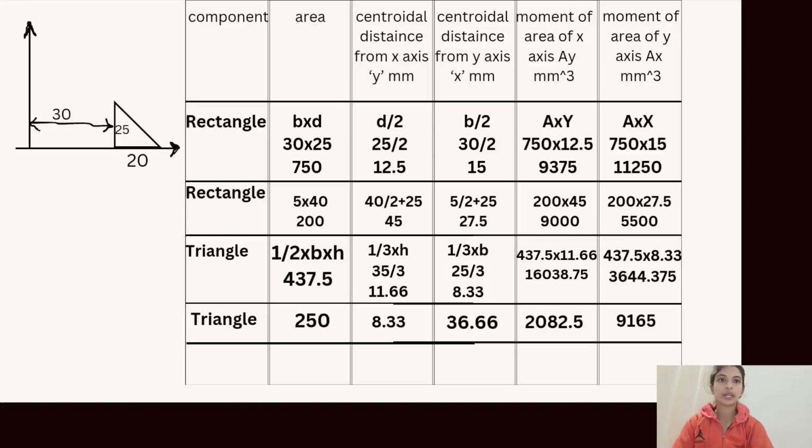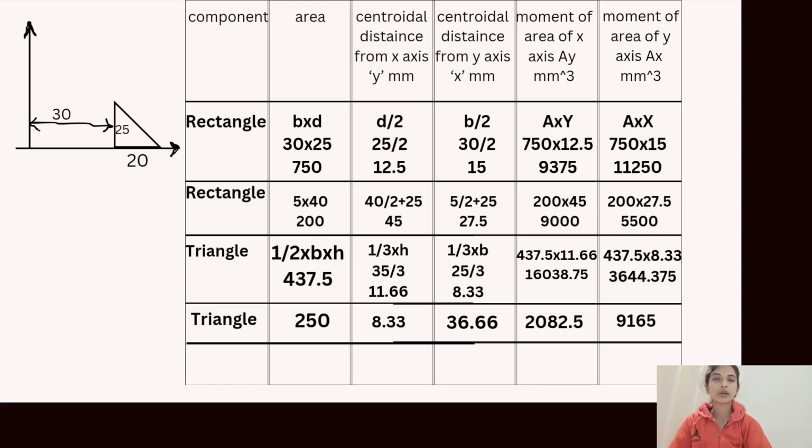And now I'm calculating the last component, which is the next triangle, which is situated 30 millimeter far from the y-axis. Calculating the area with the same formula, which is half into base into height, I get half into 20 into 25, which is 250. And next I'm calculating the centroidal distance from x-axis, which is y in millimeter, where I'll apply the same formula as the previous one, which is 1 by 3 into height, which is 1 by 3 into 25. I get 8.33 as the answer.